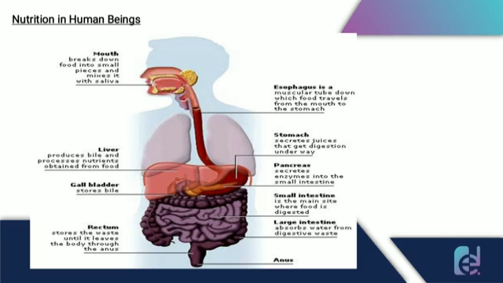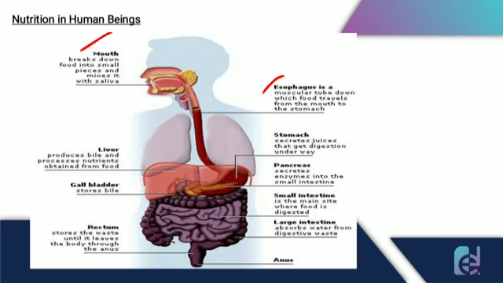Now let's see the nutrition in human beings. I have inserted a diagram to make it more convenient for you. Firstly, in human beings, the digestive system begins with the mouth. The function of the mouth is to break down food into smaller pieces and mix it with saliva. Then comes the esophagus, the next part of the alimentary canal. It is a muscular tube down which the food travels from the mouth to the stomach.